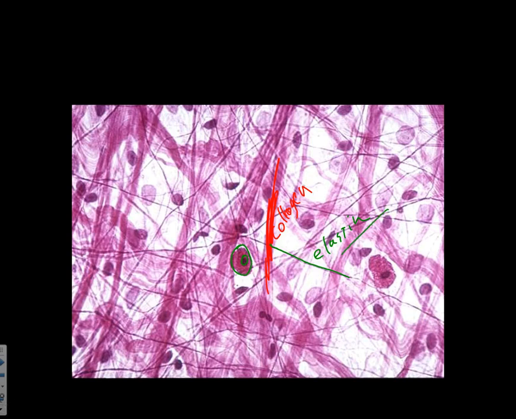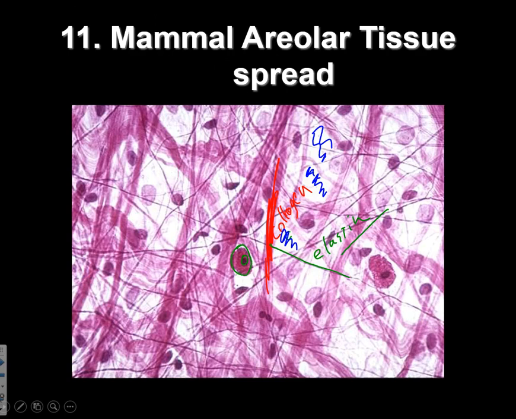So, and then we got all this empty space, which is a different color. All this empty space in here, that's the ground substance that we talked about. Okay. And we're looking at areolar tissue. Very loose. It underlines most mucous membranes in the body.